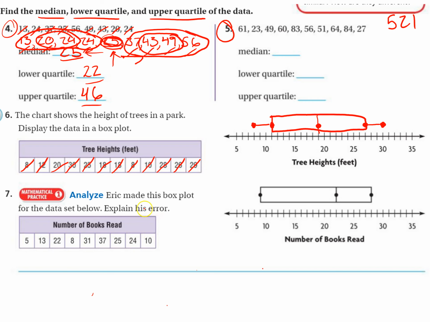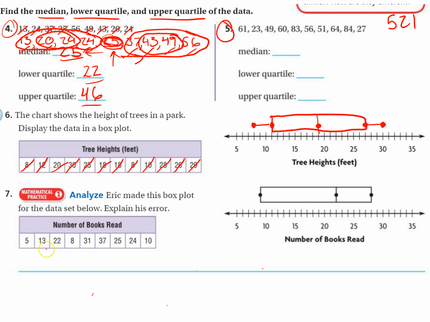All right, Eric made this box plot for the data set below. Explain his error. So you're going to do number 7 just like you did number 6. Put these numbers in order from least to greatest, and then make sure you include all the dots. So what error did he make? Well, he definitely forgot to include the least and greatest value. But then you want to double check. Is his lower quartile in the correct spot? Is the median correct? Is his upper quartile correct? So you want to check all those things.